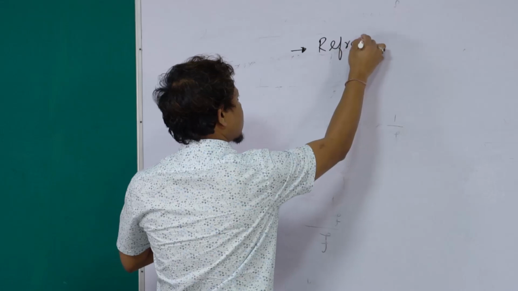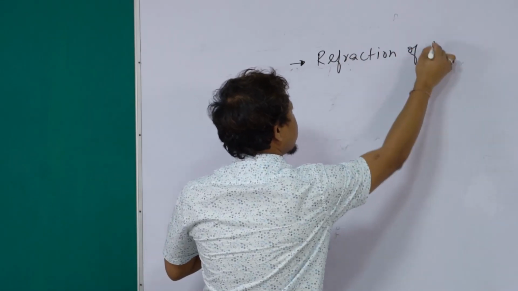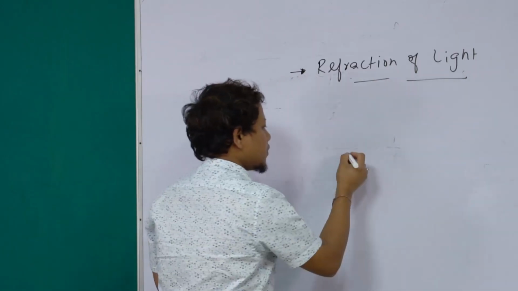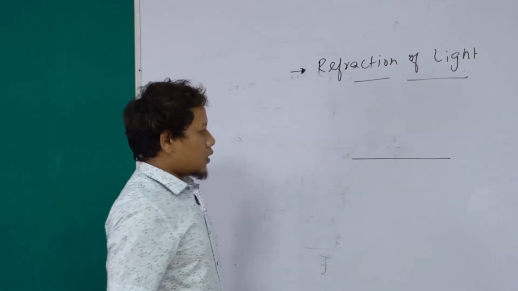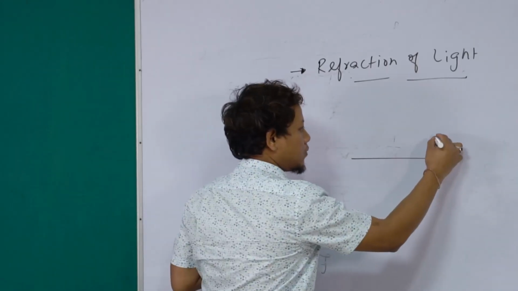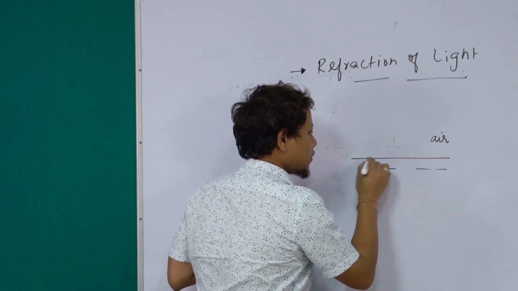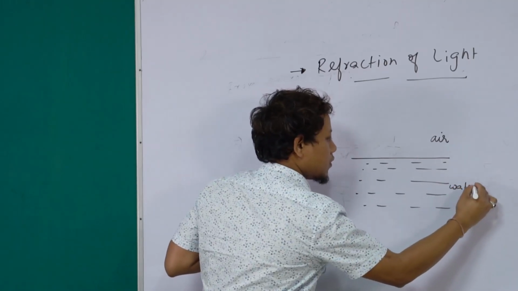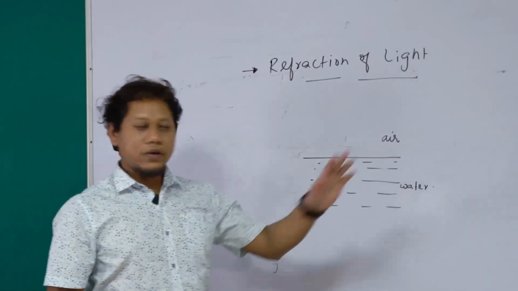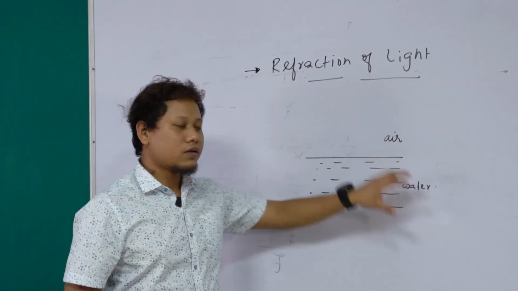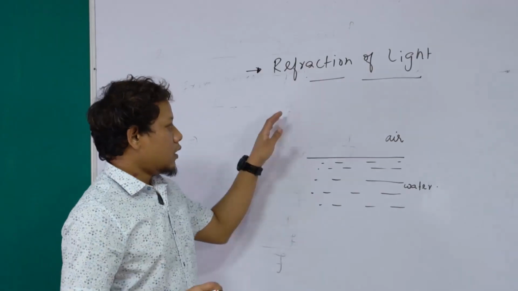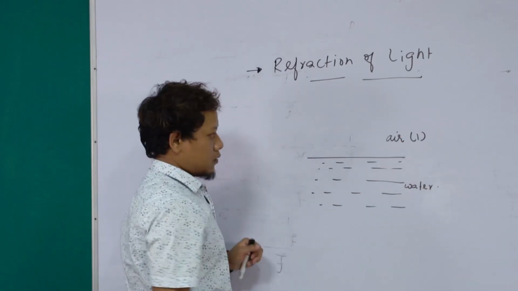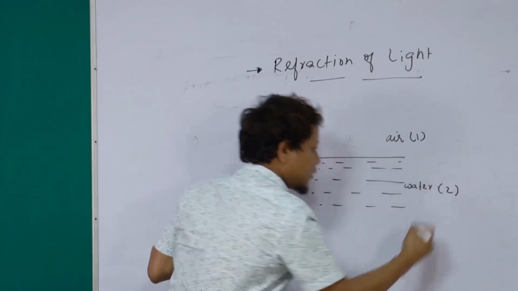So this is refraction of light. Okay, so this is the interface. Suppose this is air medium, and suppose this is water medium. We can take different media also. You can take glass, water, or air, whatever. But here we are assuming air and water. So air medium is the first medium, and this is the second medium.